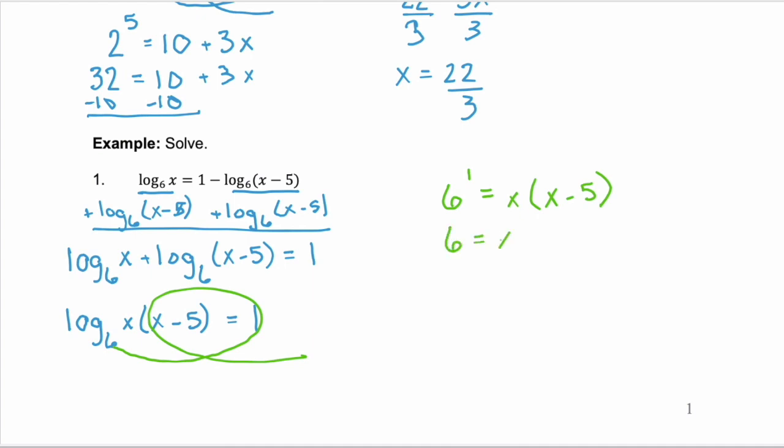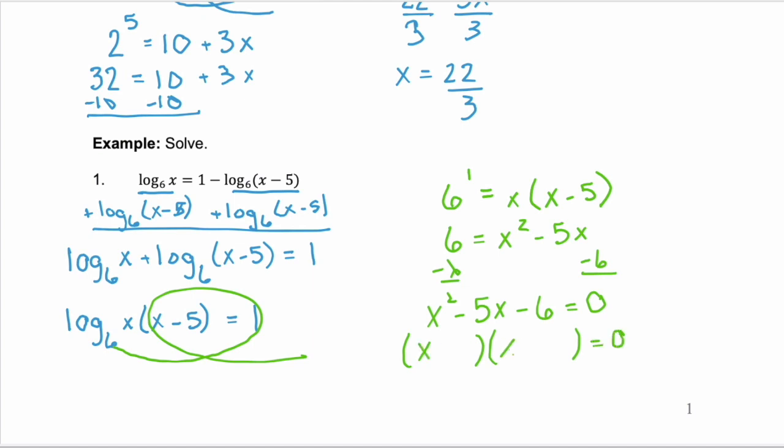Distribute the x on the right-hand side to get x squared minus 5x. Let's subtract 6 from both sides. And notice that we have a quadratic again. We have x squared minus 5x minus 6 equals 0. This one we can factor. Our factors, so two numbers that multiply to negative 6 but add to negative 5 would be negative 6 and plus 1. Solving, we'll get x equals 6 and we'll get x equals negative 1.